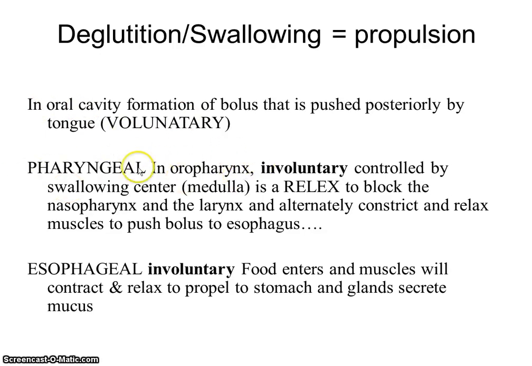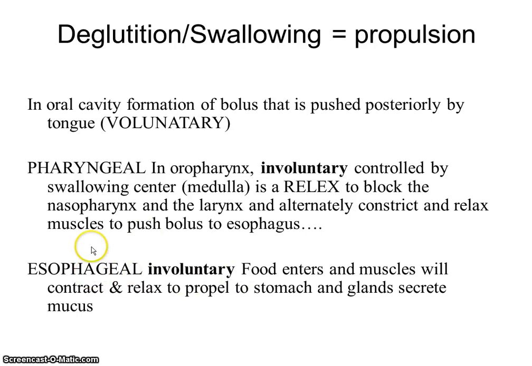So as it reaches the oropharynx by that soft palate, it's controlled by the swallowing center in the medulla. And what happens is you will elevate the soft palate to block the nasopharynx. And the larynx will move upwards, and the epiglottis will move downwards to cap the trachea and prevent food from going into it. And there we will start this constricting and relaxing of muscles to push the bolus of food to the esophagus.